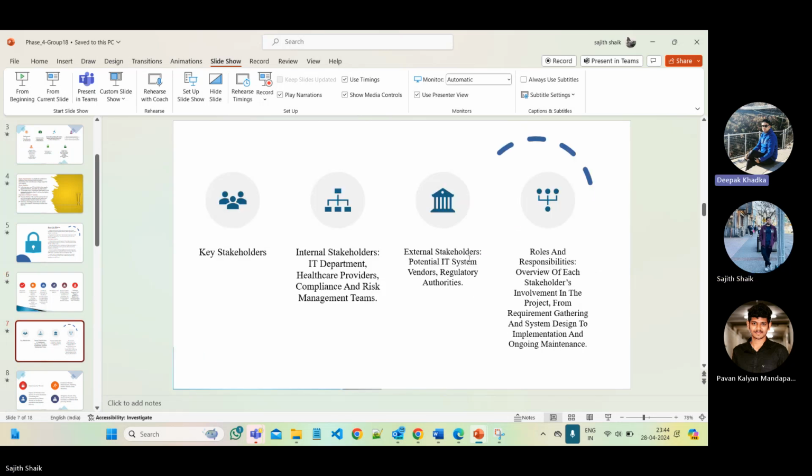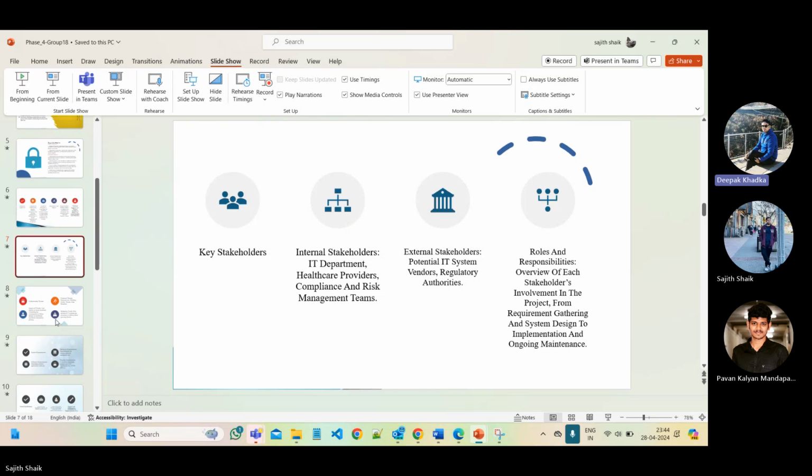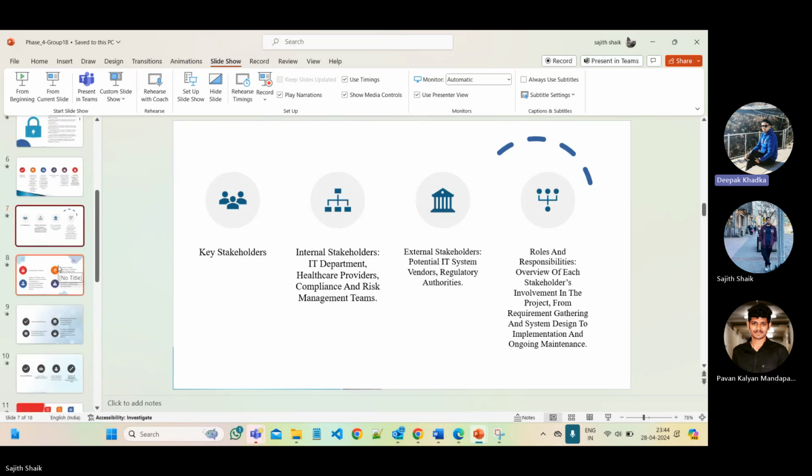Thank you, Sajid. From here I'll start, and on this slide we'll talk about key stakeholders. Internal stakeholders are the internal IT department, healthcare providers, and compliance and risk management teams. External stakeholders are potential IT system vendors and regulatory authorities. Roles and responsibilities give an overview of each stakeholder's involvement in the project, from requirement gathering and system design to implementation and ongoing maintenance.